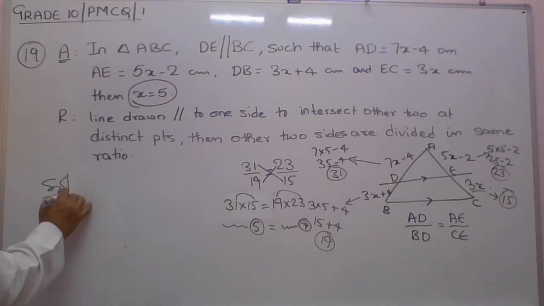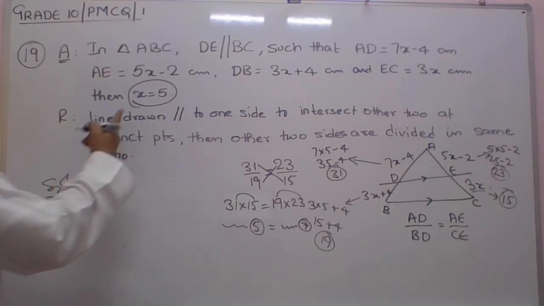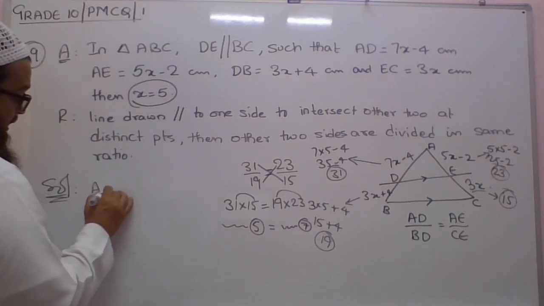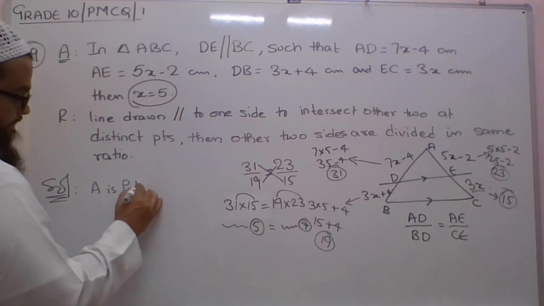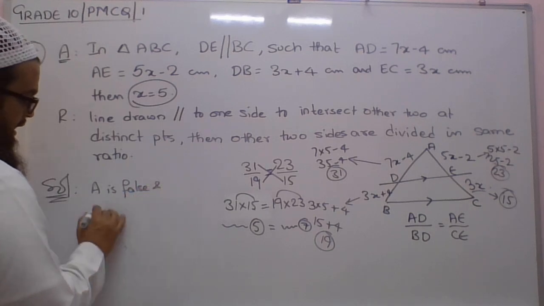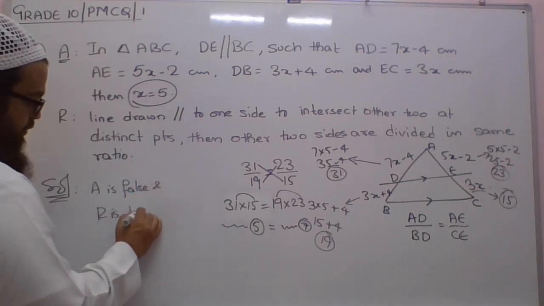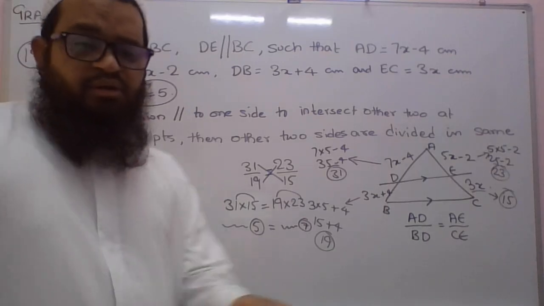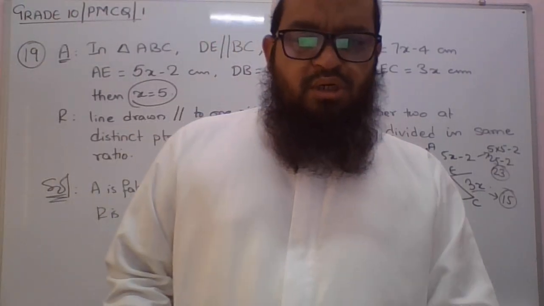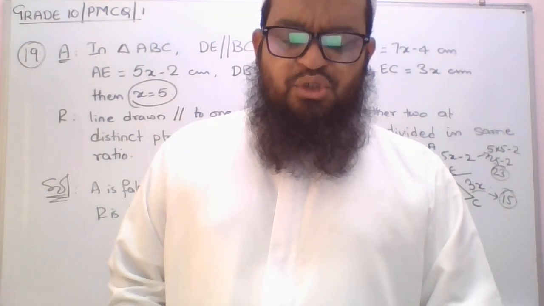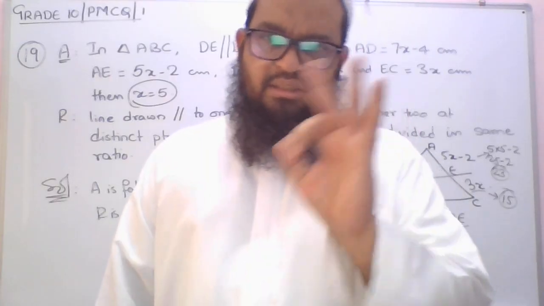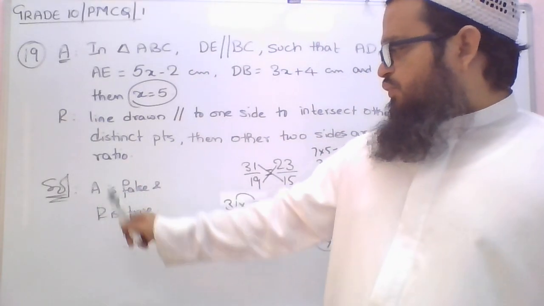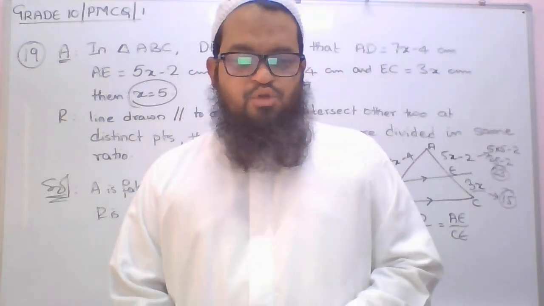So therefore what is the solution? The solution is that A is false and R is true. I think it is the third option, I believe, right? So third or fourth, whatever it is. What is the option given? The third option is, yeah, assertion is true, reason is false. So assertion is false and reason is true. That is the last option.